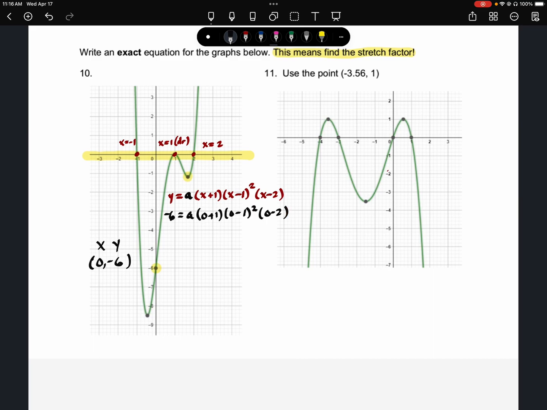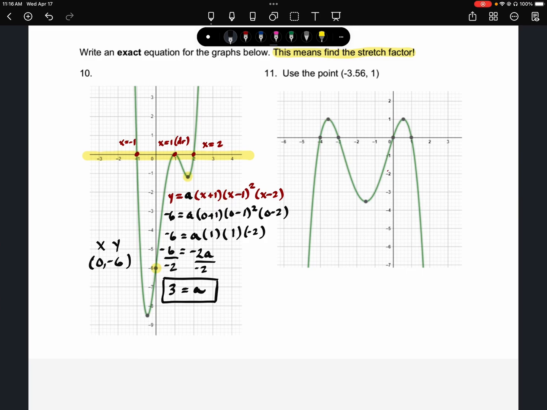Now simplify the right side of your equation. We'll have -6 is equal to a times 1 times 0 minus 1 is -1, but when we square it, it becomes +1. And then 0 minus 2 gives us -2. Multiply all that together, we have -2a is equal to -6. And then just finish solving for a. You're going to get that a is equal to 3.